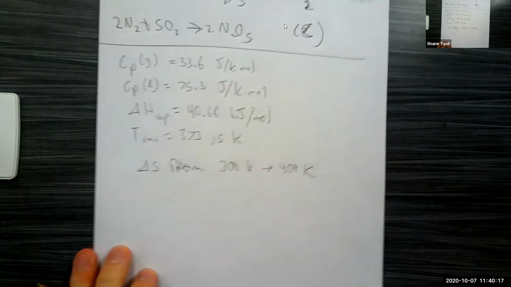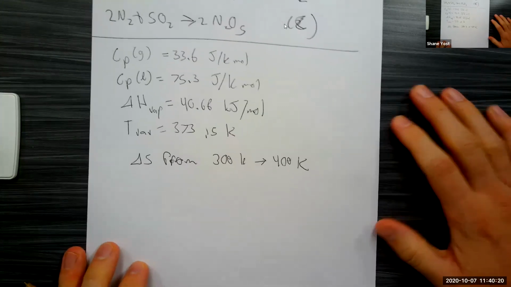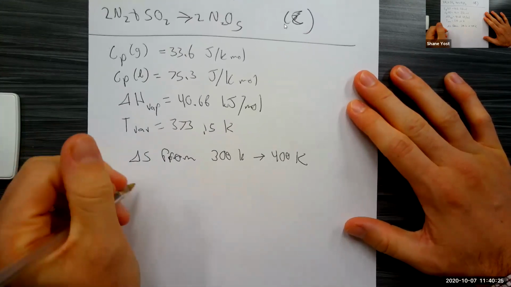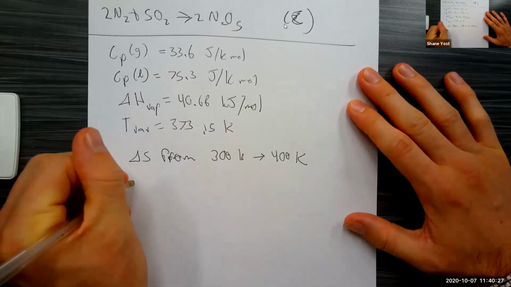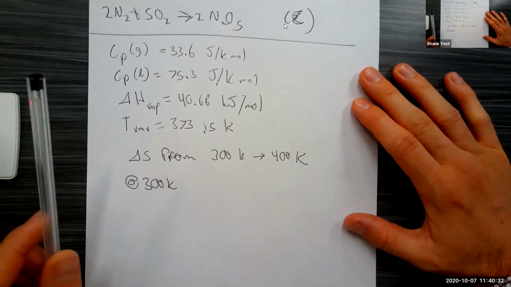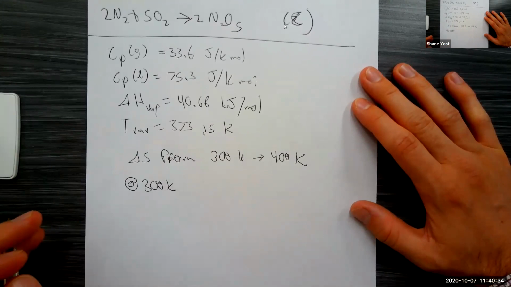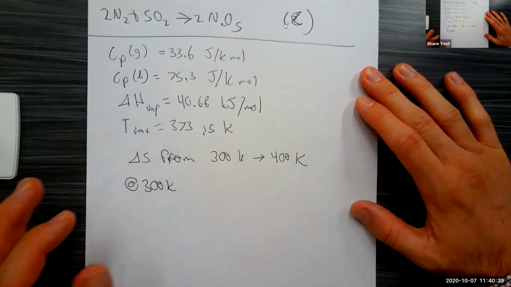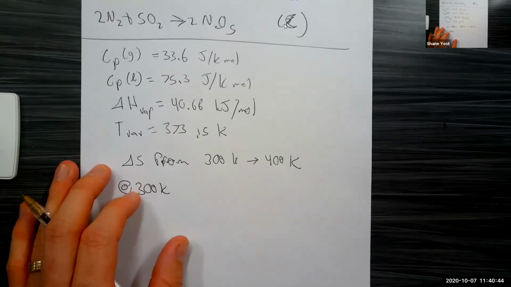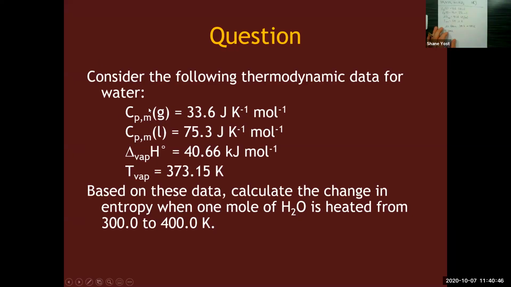All right, so in this problem, we're wanting the entropy change from 300 to 400 Kelvin. I forgot to write down whether it was given moles, a volume, or if I just need the molar entropy change. I might just need the molar entropy change. Based on this data, calculate 1 mole. Okay, 1 mole.